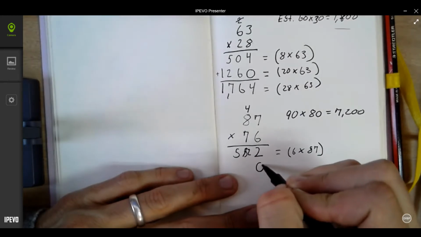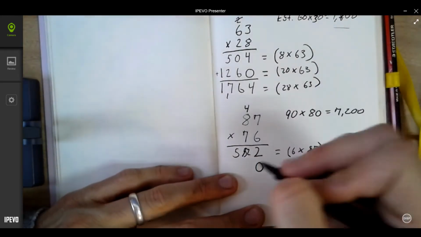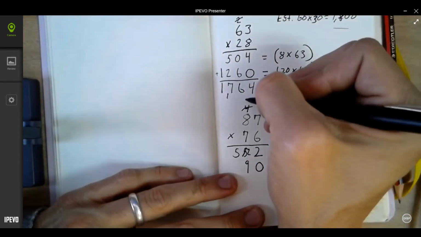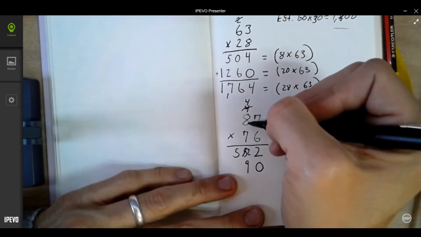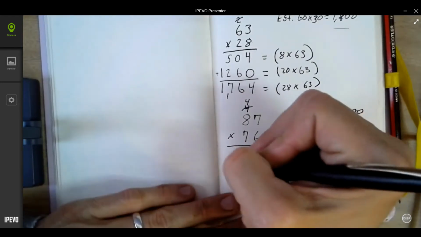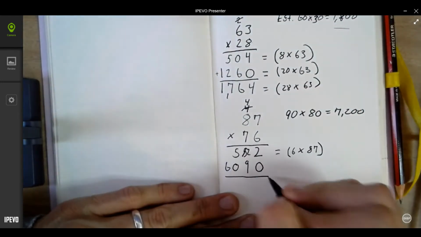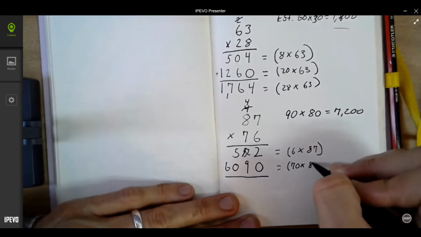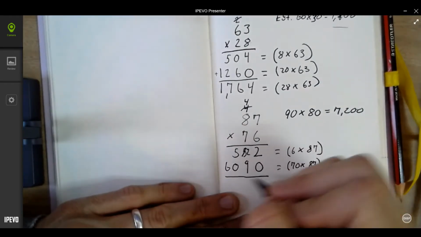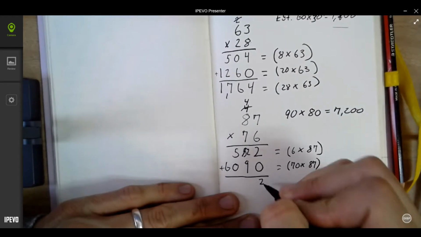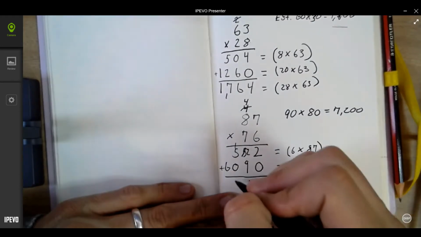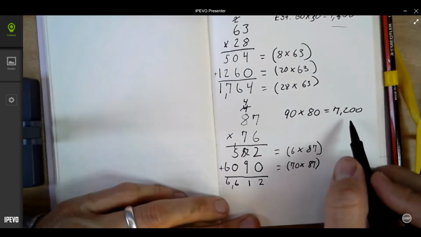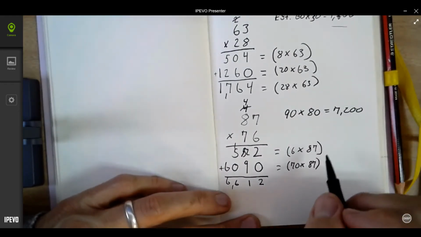So I'm going to put my 0 here. Now it's 7 times 7, oops, is 49. I put my 4 up here. 7 times 8 is 56, plus 4 is 60. And then this line again is 70 times 87. And now I add it all together. 6,612 compared to my 7,200. Looks good. I don't think I've made any mistakes.